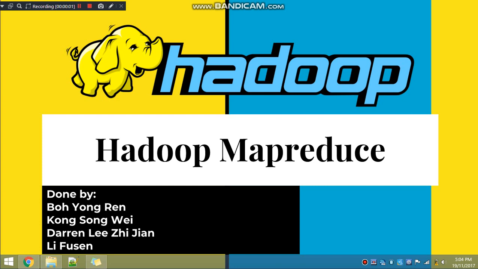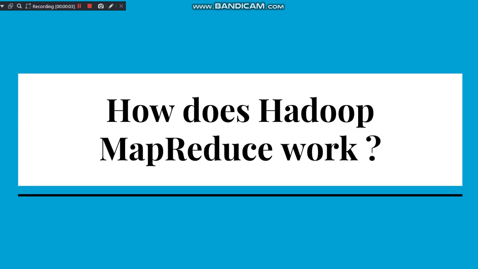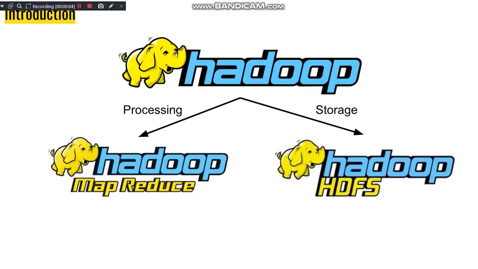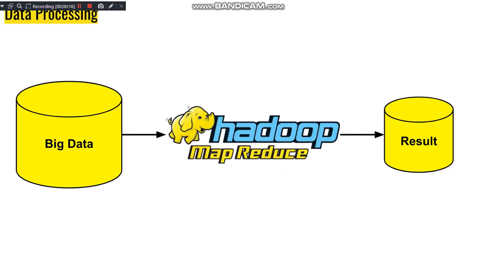We are doing Hadoop MapReduce. How does Hadoop MapReduce work? Hadoop consists of the processing unit, Hadoop MapReduce, and a storage, Hadoop HDFS, which is the distributed file system. Hadoop MapReduce is a processing unit which then processes the data in the Hadoop HDFS.